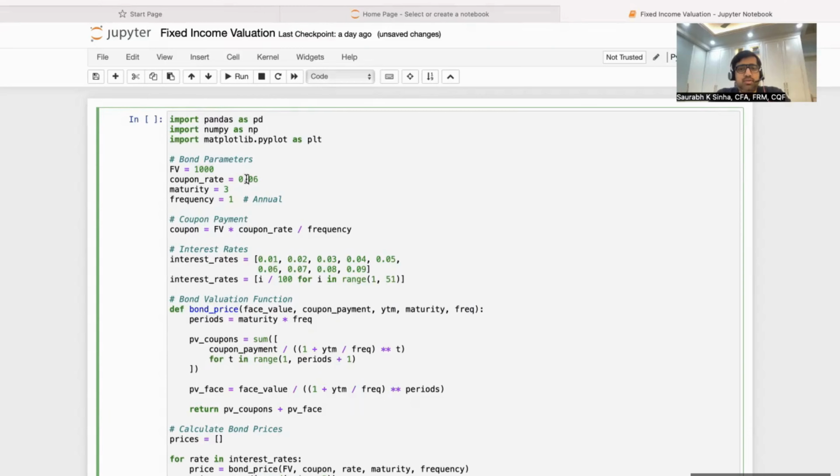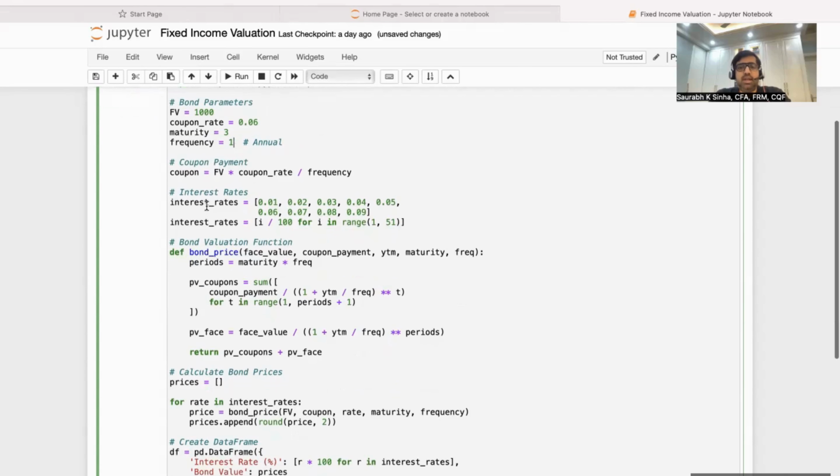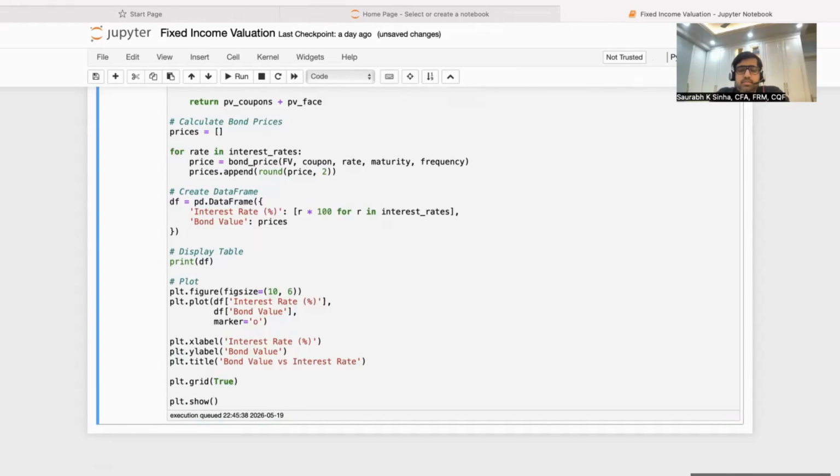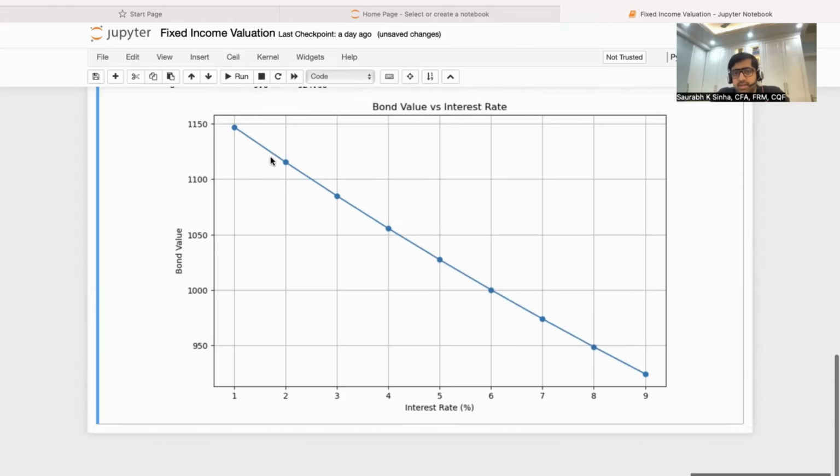So see, face value is 1000, coupon is 6%, maturity is 3 years, frequency of the coupon is annual, that's why 1. And first let's plot for interest rate 1 to 9%. When you plot it, you will not really be able to see that curvature. Yes, there is a curvature, but it would be very slight and nuanced. Let's see. See, this is not linear. This is convex.